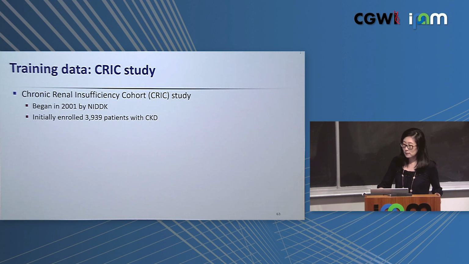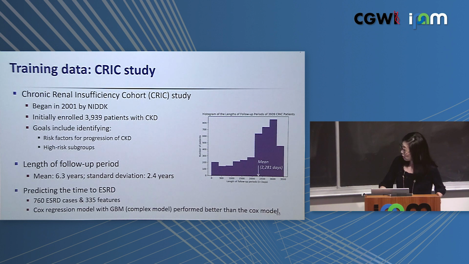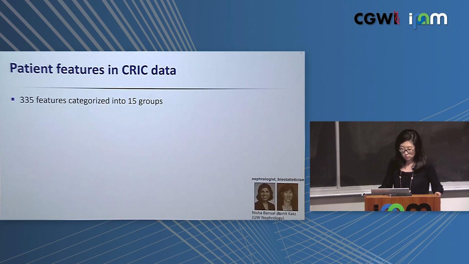We used the CREEK data that contain nearly 4,000 participants with CKD who remained in long-term follow-up. Some of them many years, but the average was 6.3 years, with a standard deviation of 2.4 years. And there are 760 ESRD cases. We used the Cox regression model with the GBM complex model, and it actually worked better than just a linear version of the Cox regression model.